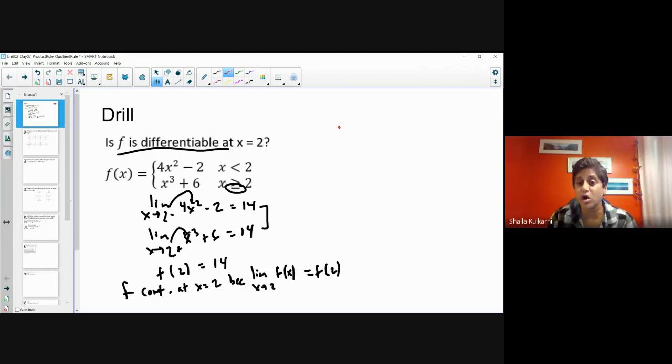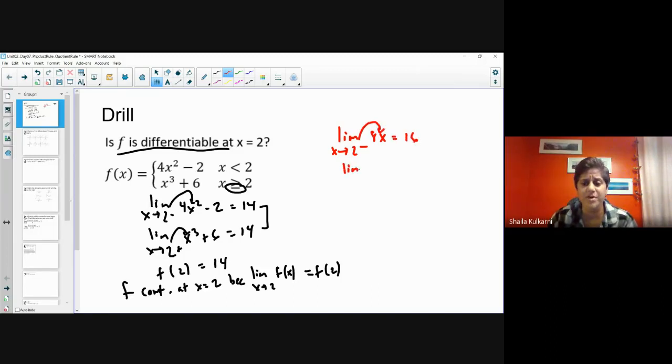Now, differentiable, are the slopes from the left and the right, are the derivatives from the left and the right. So let's take the derivative of this less than sign, 4x squared minus 2. The derivative of 4x squared using the power rule is 8x to the first. The derivative of negative 2 is 0. Remember, the derivative of any number is 0. So when we plug in 2, we get 16.